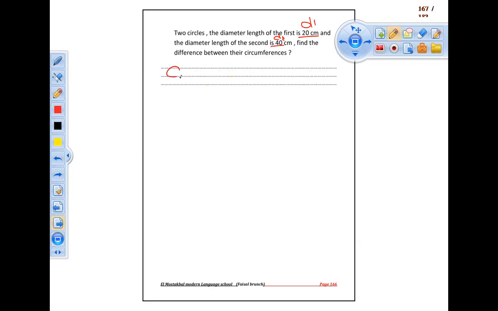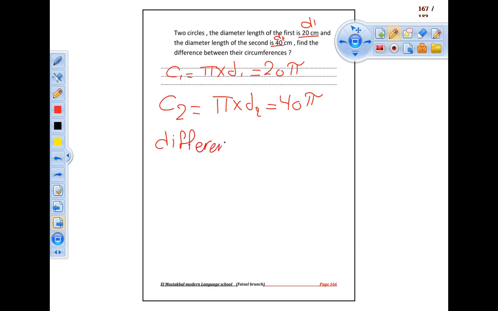Then the circumference of the first circle equals pi times d1, which is equal to 20 pi. That's the first one. And the circumference of the other circle, which is equal to pi times d2, equals 40 pi. Here, he wanted to get the difference. The difference means minus, we know that. Difference equals 40 pi minus 20 pi, which is equal to 20 pi.